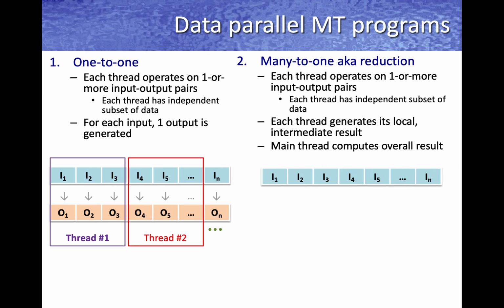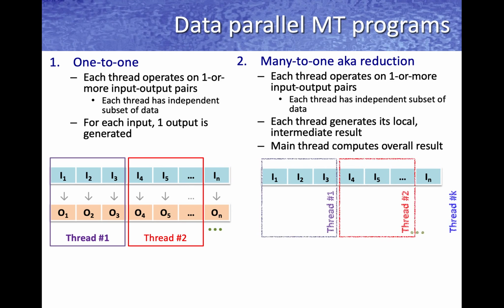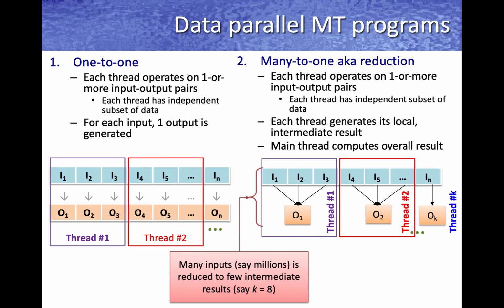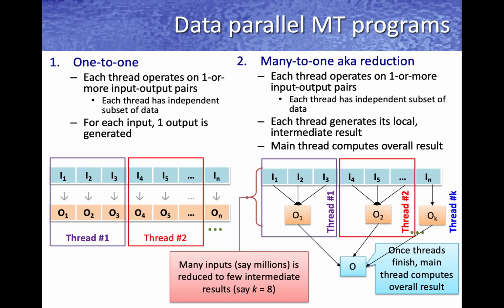So for example, here, let's say you have millions of inputs. We have a few threads that are operating on those inputs. So each thread works on a block or a set of inputs. They all operate on it and generate an intermediate output. So here, for example, you might have millions of numbers that are then reduced to a few intermediate results. And then, once the threads finish, the main thread operates on the intermediate outputs to compute the overall result. So these are the two types of data parallel applications that we'll be covering in this presentation.